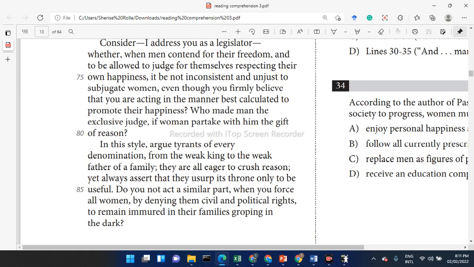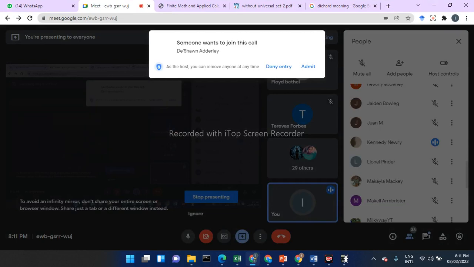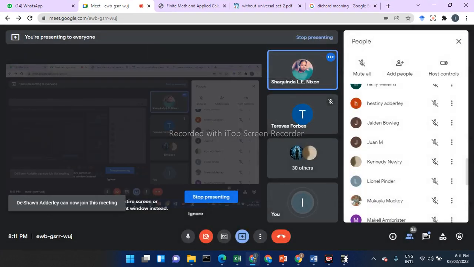In the dark. Wow, wow, wow. That's deep. That's the deep passage. My mind was wondering the same thing while I was reading it. That's deep.